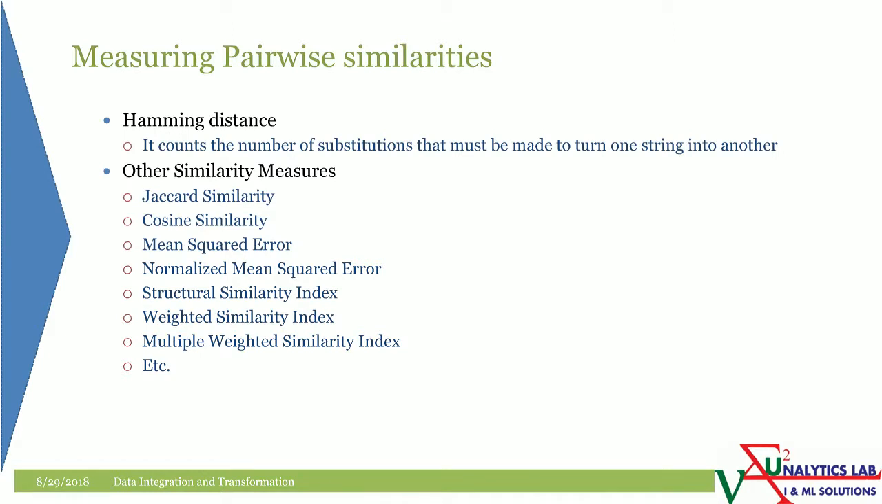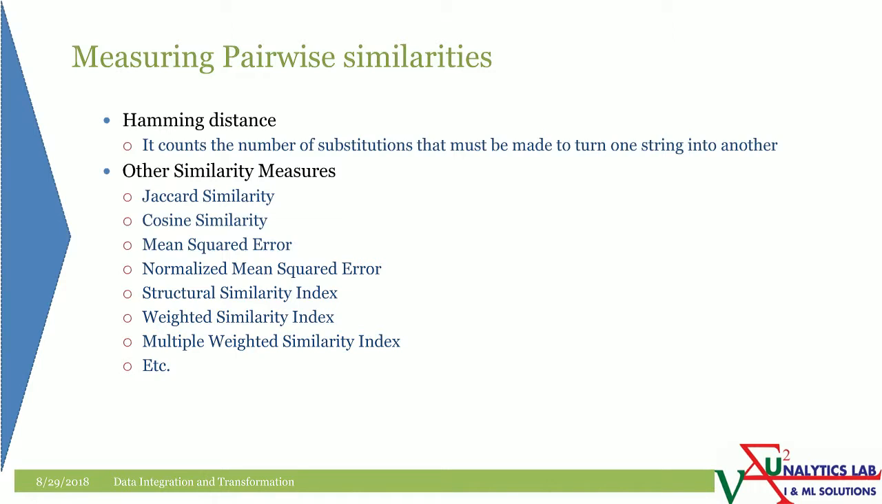So as a first step, you have to find out the measure between the pairs, how similar they are, and there are various measures that are available. You can use either Hamming distance or other similarity measures such as Jaccard similarity, cosine similarity, mean squared error, normalized mean squared error, structural similarity index, weighted similarity index, or multiple weighted similarity index.